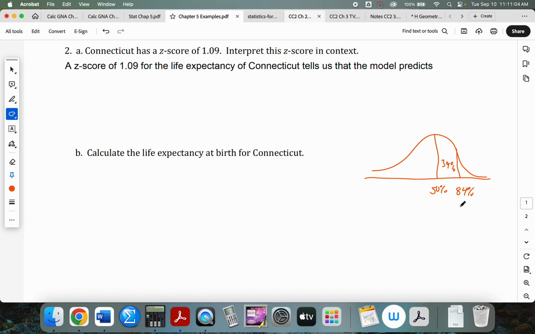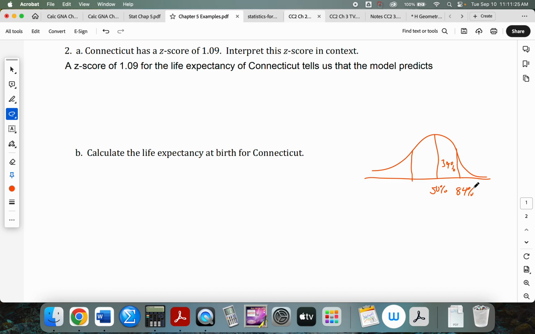But is that one standard deviation, the 84th? Would that be the one standard deviation? Yes. But it's 1.09, so we're a little bit above. I was trying to do it like we did the last one. I'm sorry, Mr. Davis. We're doing it exactly like we did the last one.